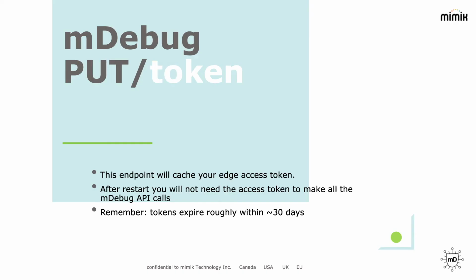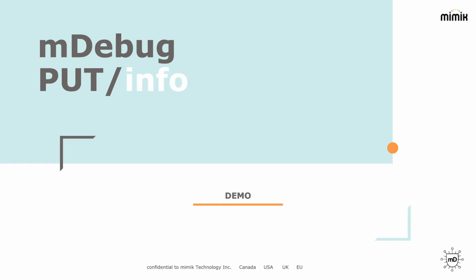We have now reached the final endpoint in the MDebug graphical user interface, that being PUT token. This endpoint will cache your edge access token. This means that if edge restarts or you quit your browser and restart your browser and go to the graphical user interface, you will not need to provide the edge access token. Just remember that tokens expire roughly within 30 days. Now let's go back to the GUI and look at what this looks like.